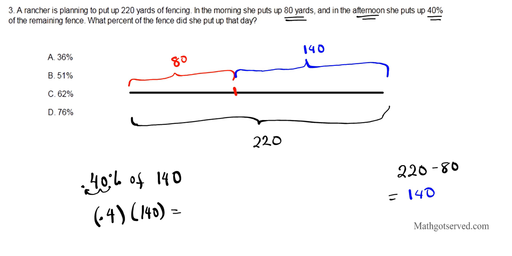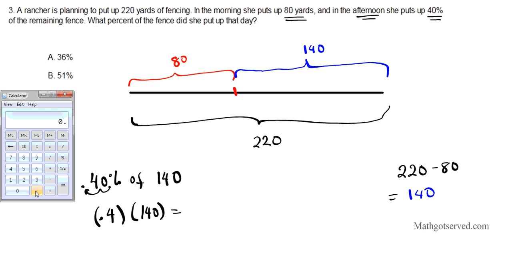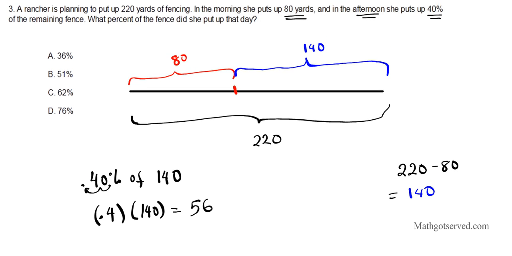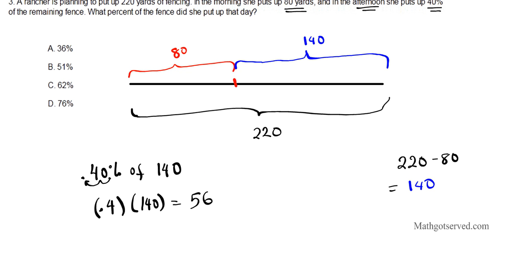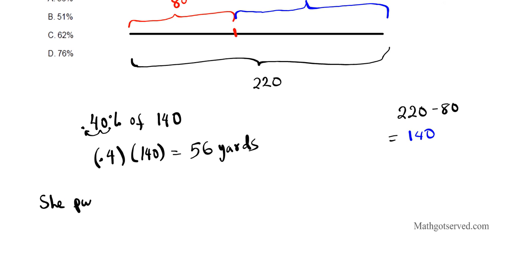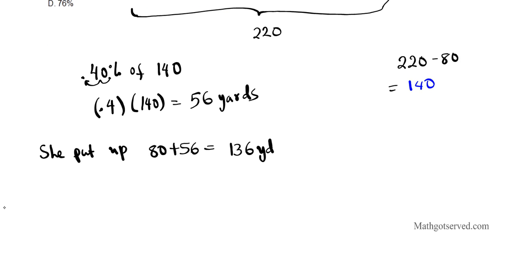All right, so let's calculate that. So 0.4 times 140 equals 56 yards. So she puts up 80 in the morning and 56 in the afternoon. Okay. So how many did she put up in all? She put up 80 plus 56 yards, and if you add it up, you have 136 yards. Okay. All right, so what percentage of the whole is 136? That's what we need to do.